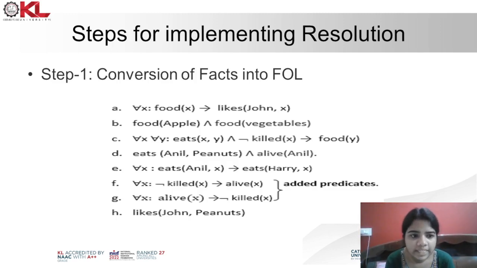When we look into the fourth statement, Anil eats peanuts and is still alive. So Anil eats peanuts and is still alive. For all X, killed X implies not alive, and alive implies not killed. So these are added as the predicates. So these are liked by John and peanuts. So basically the resolution is that John likes peanuts.